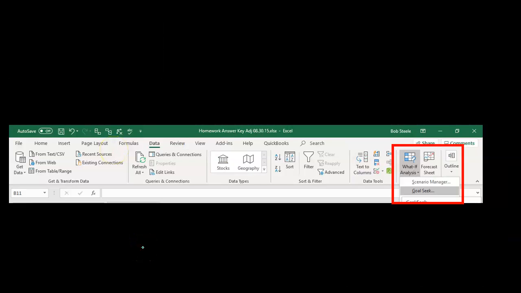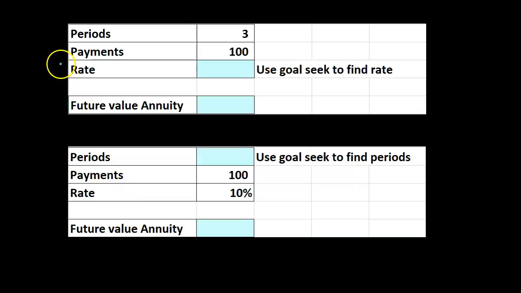Remember that we can use this goal seek feature if we need to search for or find some other variable that is within the future value of an annuity type calculation. So for example, if we wanted to find the rate or if we wanted to find the periods and we knew all other information, we don't really need to memorize 3 different types of formulas. We can use the future value and we can use goal seek to figure out what the missing value is.